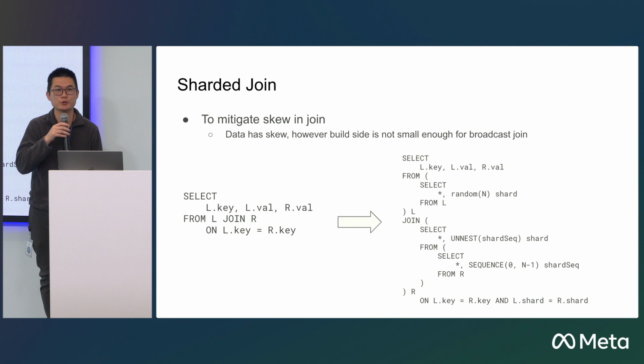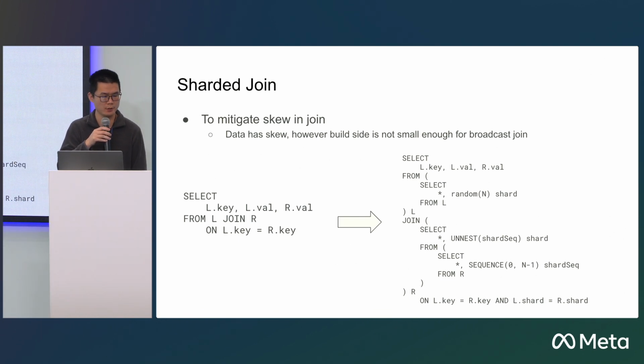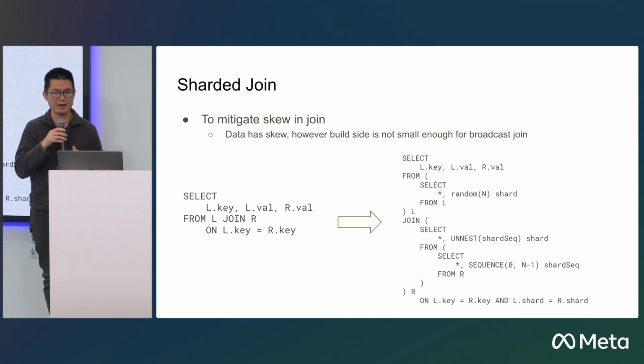The second one I want to talk about is the sharded join. The sharded join is to mitigate skew for joins. It targets workloads which have data skew, however the build side is not small enough for a broadcast join.